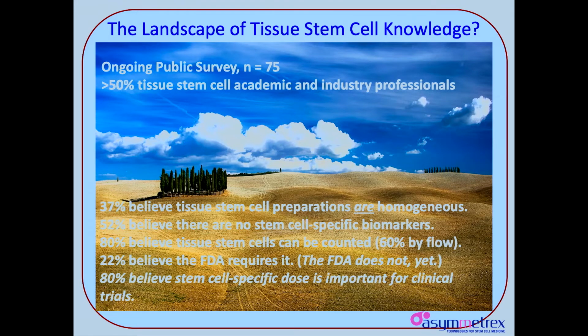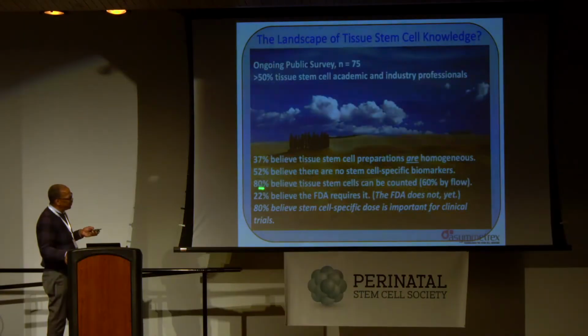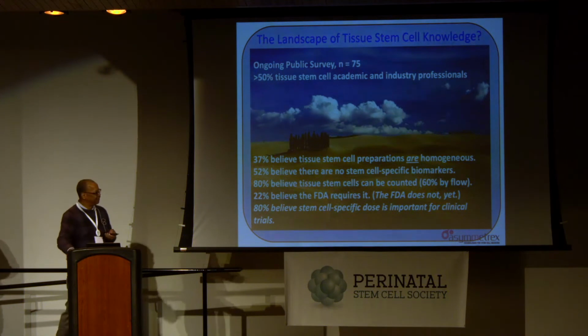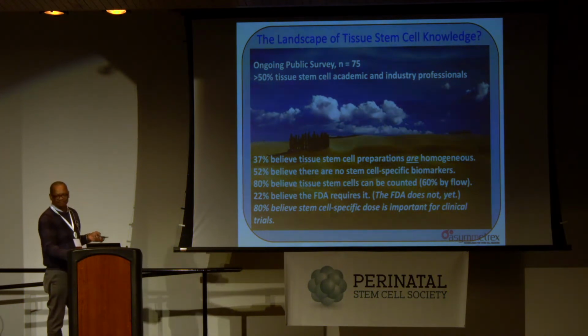The problem is that 80% think the stem cells can be counted now. And they think it's done by flow cytometry, and you cannot count stem cells by flow cytometry because there are no specific biomarkers. That's the problem we're facing now with our counting technology. 22% believe the FDA requires that you know your stem cell dose specifically. And the FDA doesn't require that. Not yet, anyway.